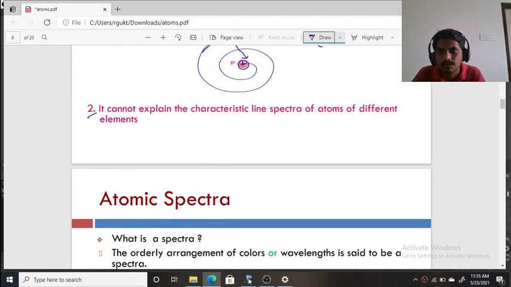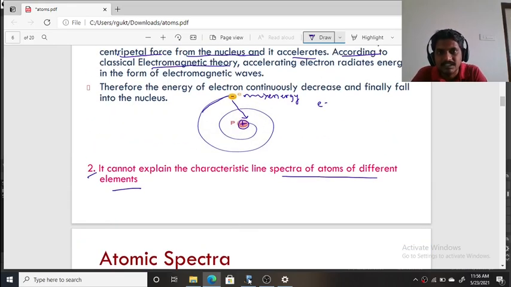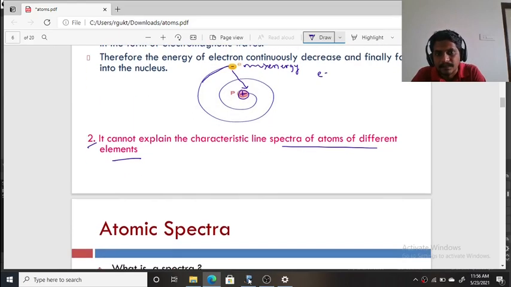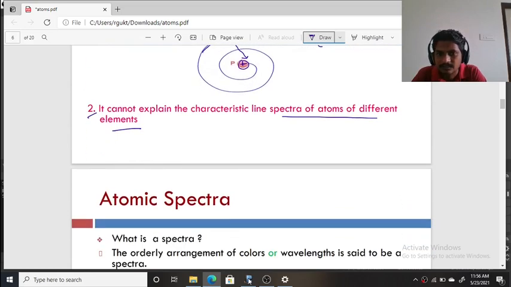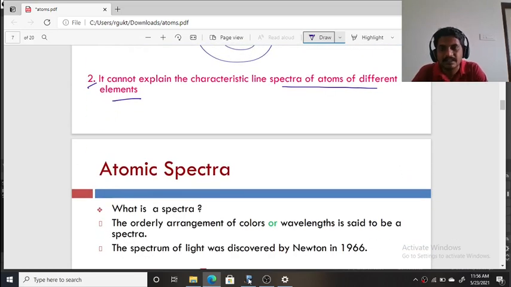Next, number two: it cannot explain the characteristic line spectra of an atom. It also failed to explain the spectrum of an atom. In the next class, we'll discuss what a spectrum is and what the different types of spectra are. Okay, thank you.